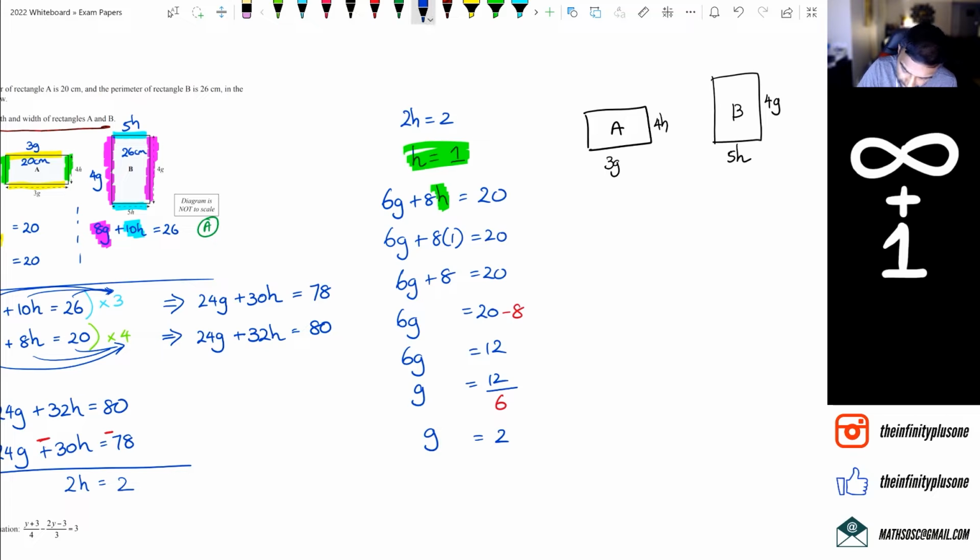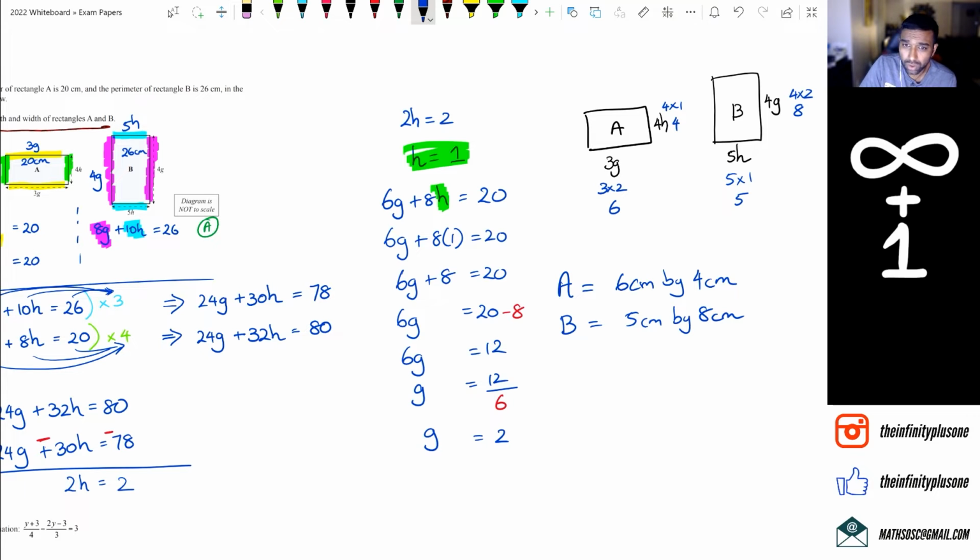Now, because g is equal to 2, I can go 3 times 2 for the base here, which is 6. 4 times 2, which equals 8. So that was g. And h is equal to 1. So I can say 4 times 1 is equal to 4. 5 times 1 equals 5. So I can actually say rectangle A is 6 by 4 centimeters. So you could kind of write it like this: 6 centimeters by 4 centimeters. And then rectangle B is 5 centimeters by 8 centimeters.